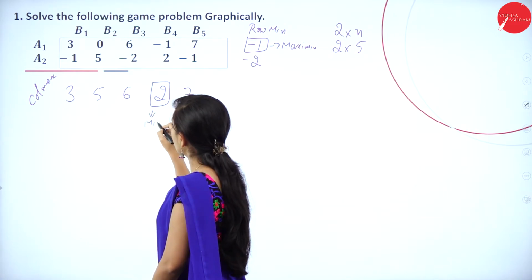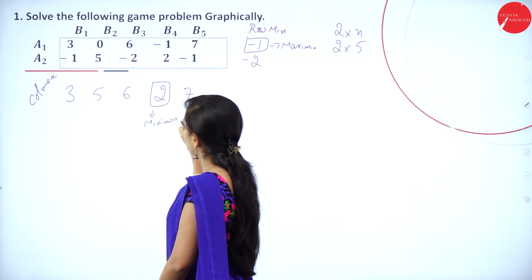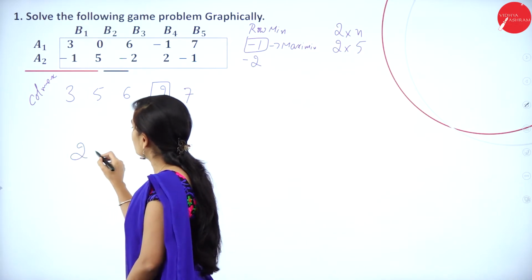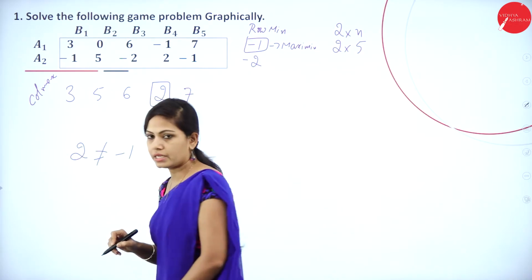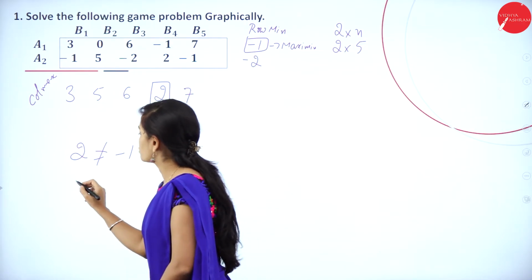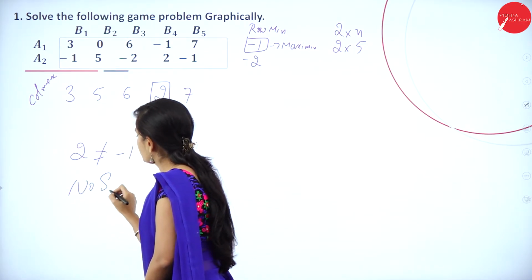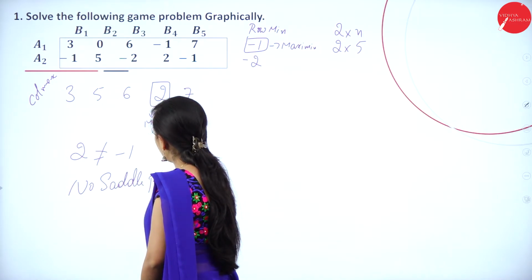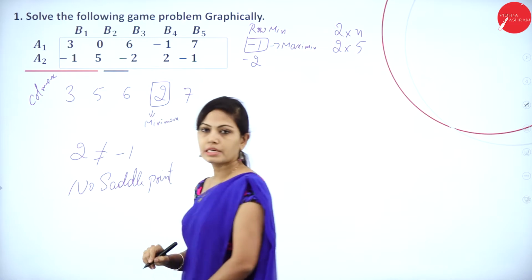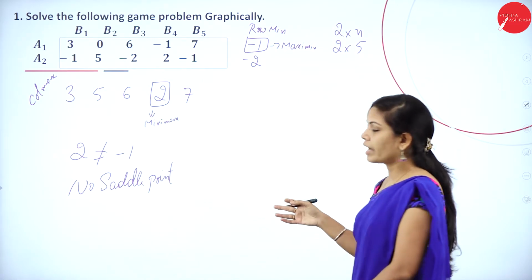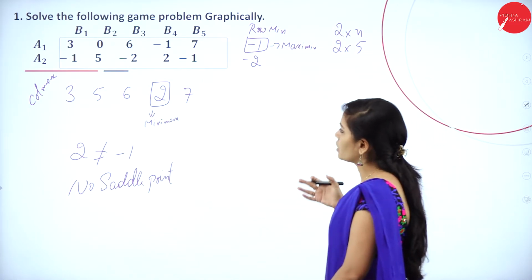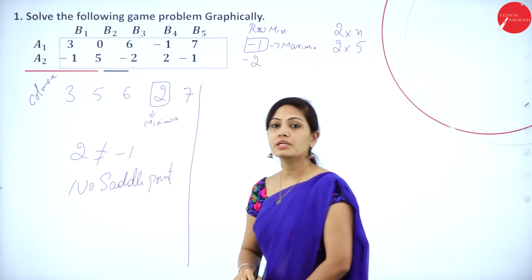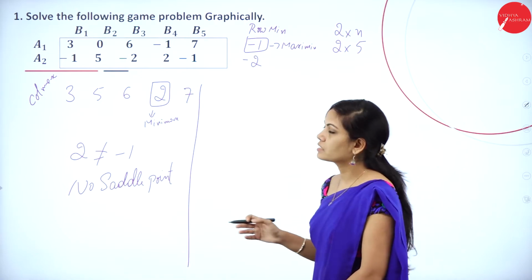So minimax is 2 and maximin is minus 1. Are these equal? 2 is not equal to minus 1, so it has no saddle point. Clear? So here we don't have any saddle point. What is the next step? The next step is that by the graphical method we can simplify this problem.